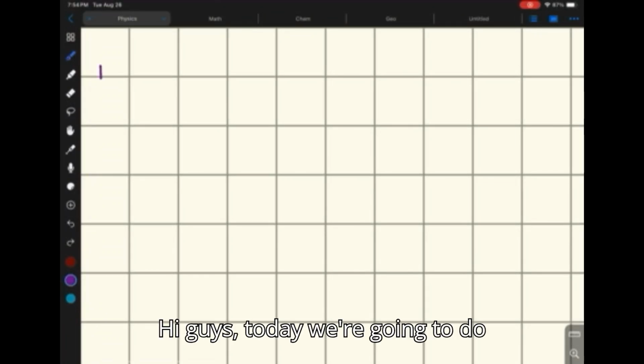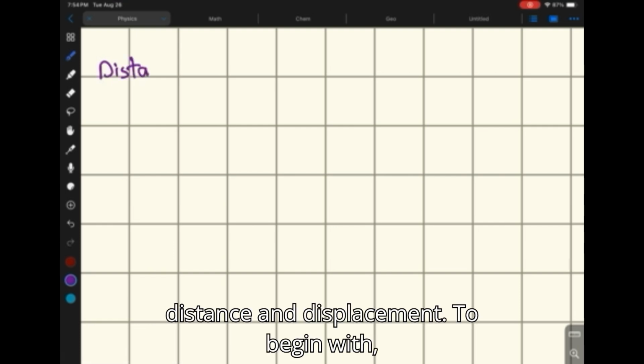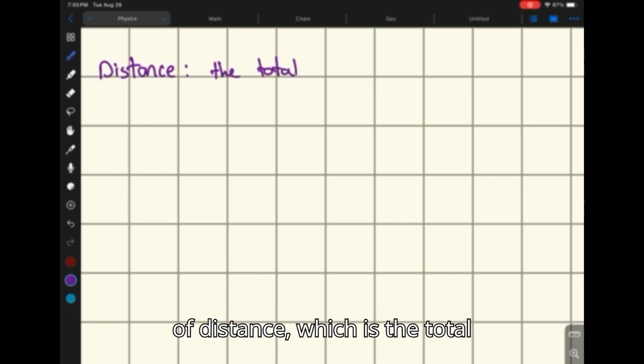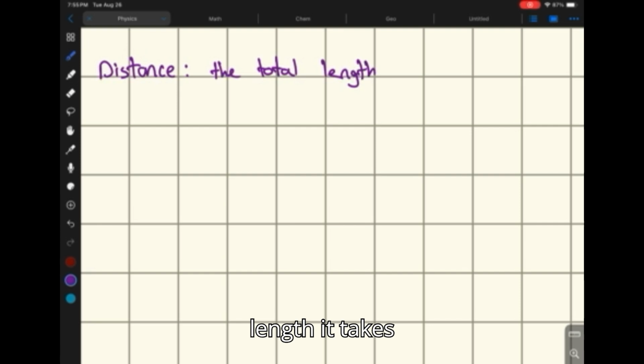Hi guys, today we're gonna do distance and displacement. To begin with, let's talk about the textbook definition of distance, which is the total length it takes from point A to point B.